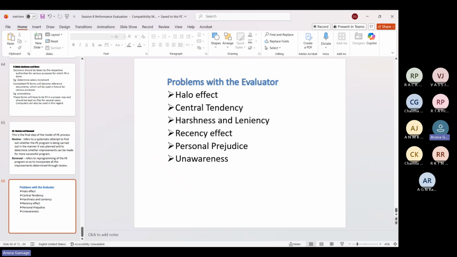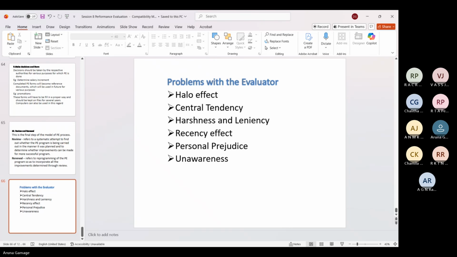How do you mitigate this problem? Let them know that you can discard asking them to give explanations for extreme ratings. So no worries, do not expect it, so that they will give extreme ratings. Right. Then harshness and leniency. There are some evaluators who are very harsh. They do not give high marks. There are some other evaluators who are very lenient, who easily give marks. Both are wrong.